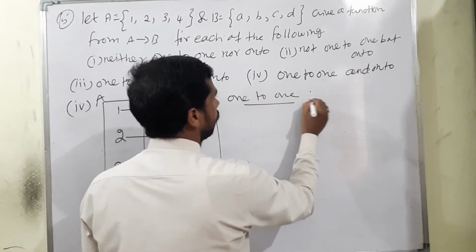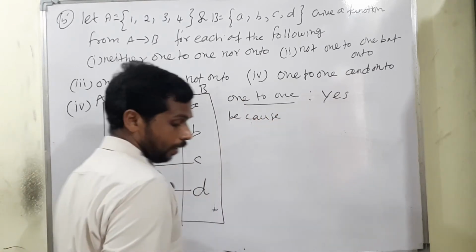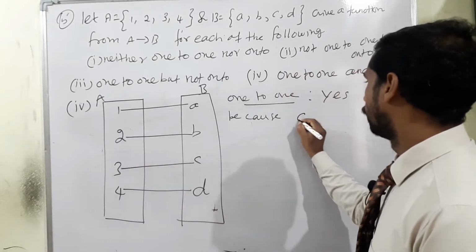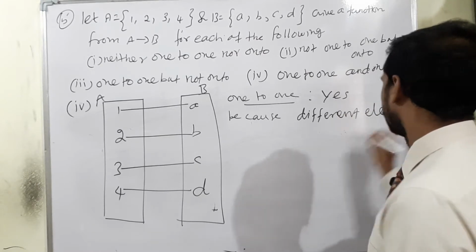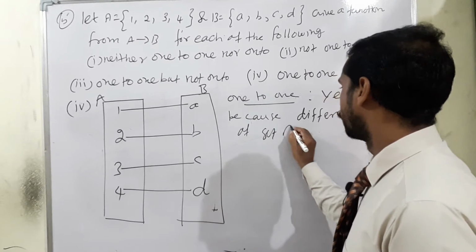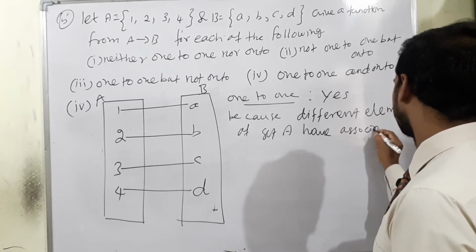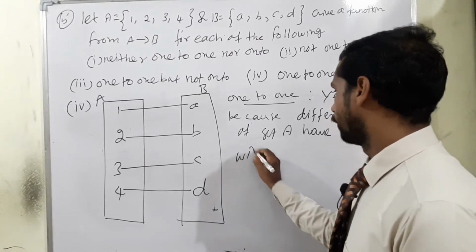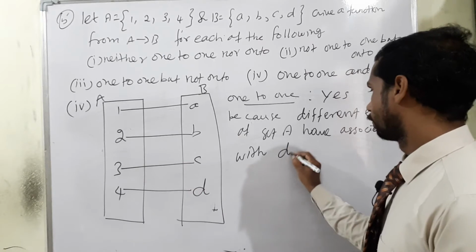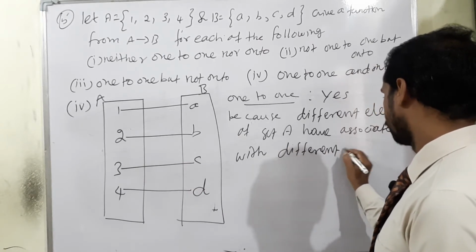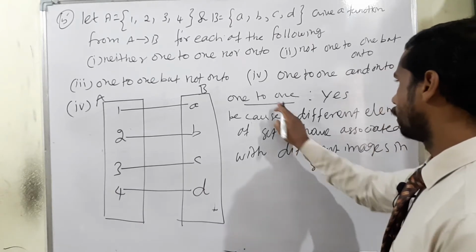Is it one to one? Yes, it is one to one, because different elements of set A are associated with different images in set B. That's why we are saying it is one to one.